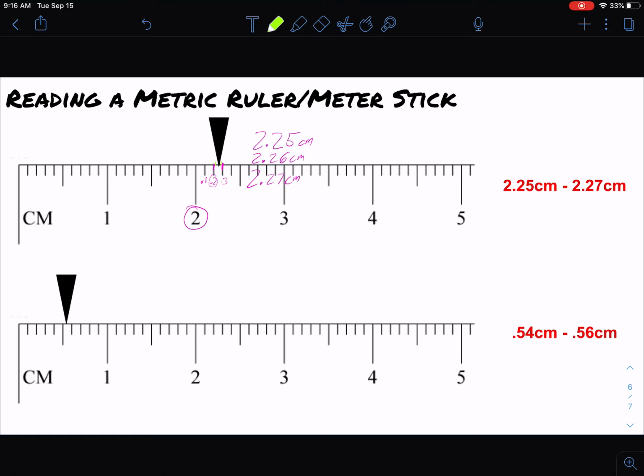An important thing is you must have both the number and the unit. If you don't have the unit or the number, you will get it wrong. You need to have both of those to make a good measurement. Remember that, you need to have both. Let's look at the next one here. Again, we can see the answer is 0.54 to 0.56.